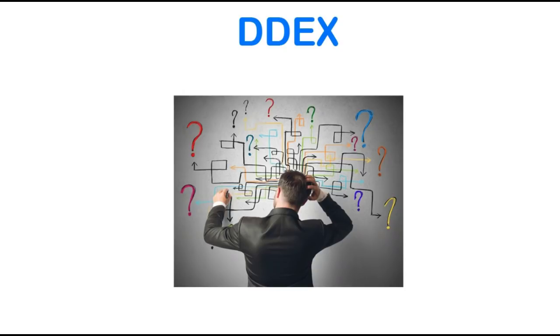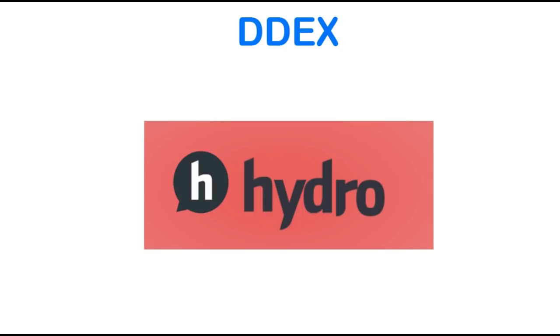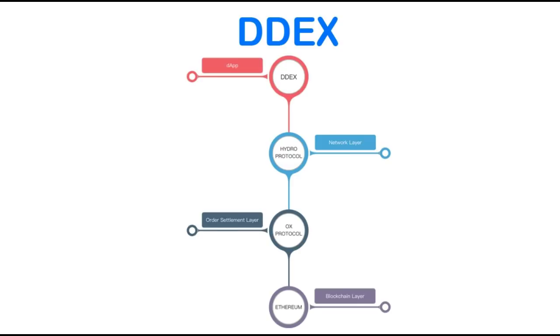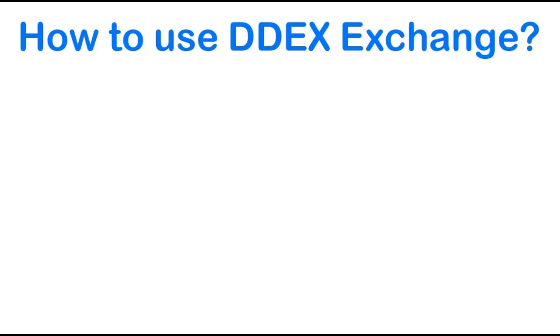DDEX also utilizes the Hydro protocol (HOT), which defines the rules for executing decentralized orders and provides the mechanism for order matching. Basically, Hydro is a network layer protocol for high-performance decentralized exchanges and marketplaces with built-in incentives for coordination. Okay, enough basics. Let's see how to use DDEX exchange.